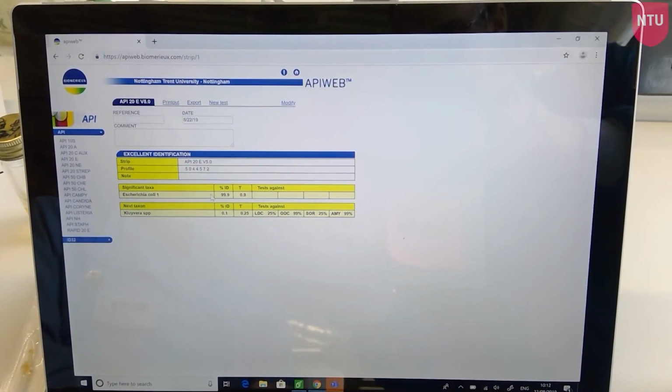Here you can see that in this example, the strain percentage ID gives a 99.9% probability that our strain is E. coli.